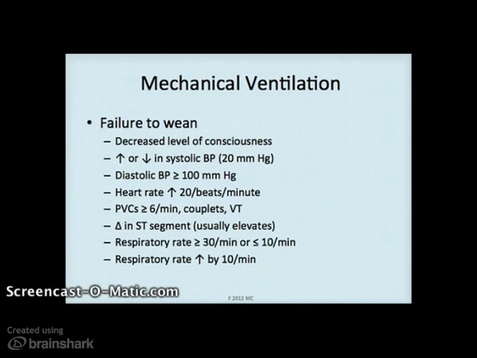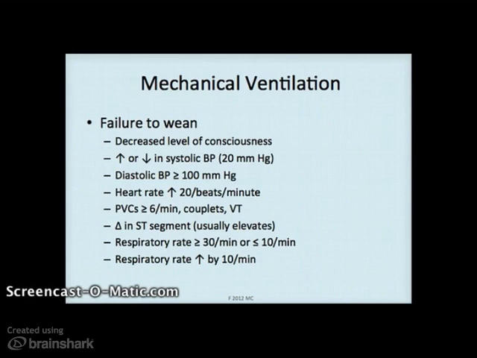If they're not tolerating, they're going to have a decreased level of consciousness, a change in systolic blood pressure and diastolic blood pressure. You'll see the heart rate go up 20 beats per minute. They begin to develop PVCs. So greater than 6 PVCs a minute or couplets of VTAC, that means the patient is not tolerating the weaning and they should go back to a supported mode.